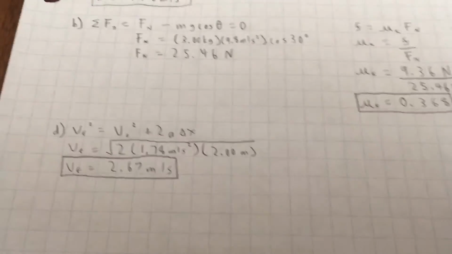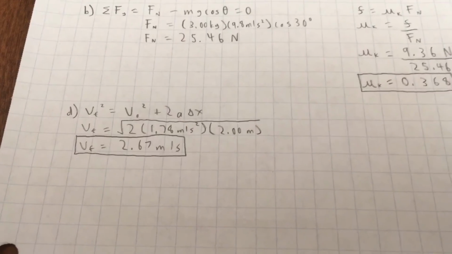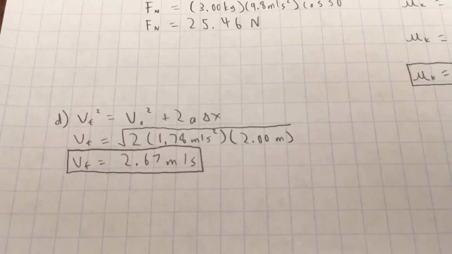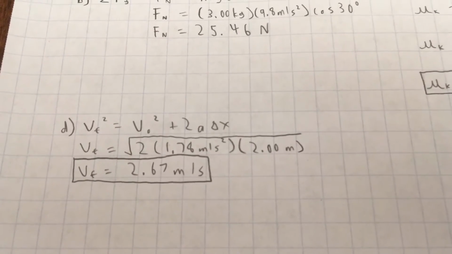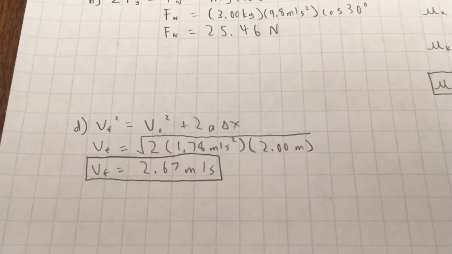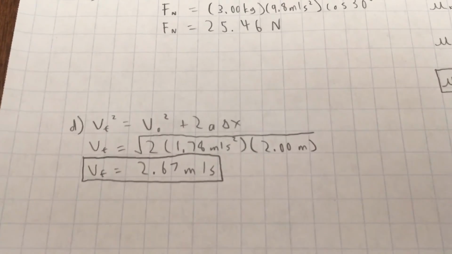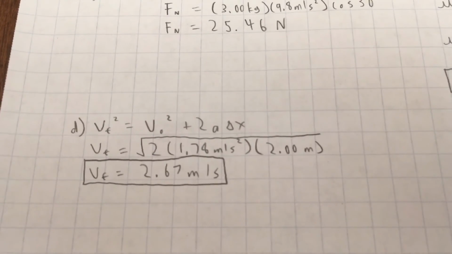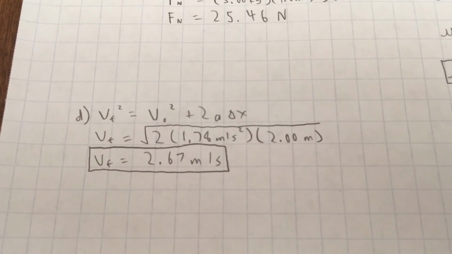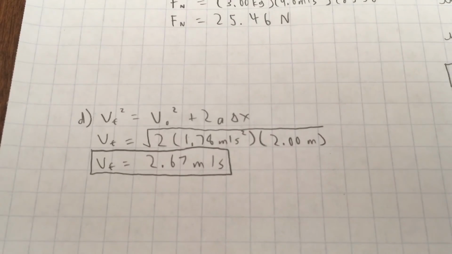Lastly, part D asks for the speed of the block after it has slid 2 meters. So again, this is just a simple kinematic. I used velocity final squared equals velocity initial squared plus 2a times delta x. Again, the block starts from rest, so v initial is 0. And solving for velocity final is 2.67 meters per second.